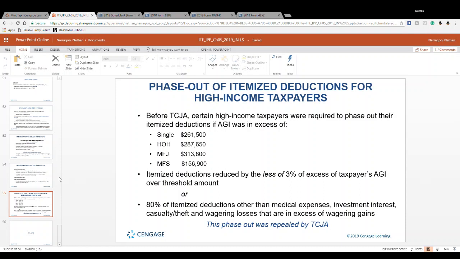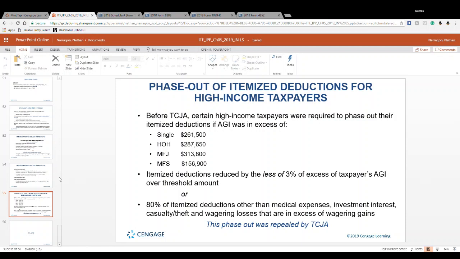Or 80% of their itemized deductions can be used, other than medical expenses, investment interest, casualty and theft, and wagering losses that are in excess of wagering gains. Those weren't limited, but you get 80%. So sometimes that worked. They had a choice, but because the TCJA has basically knocked it out, we don't have to worry too much about it.